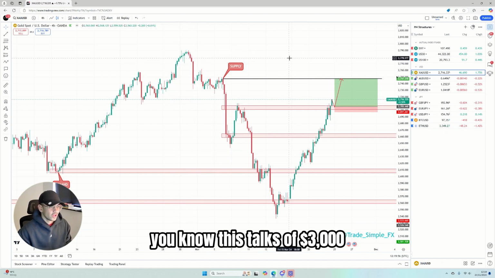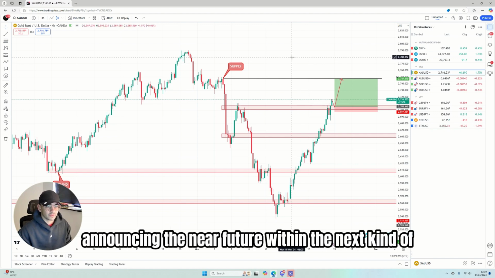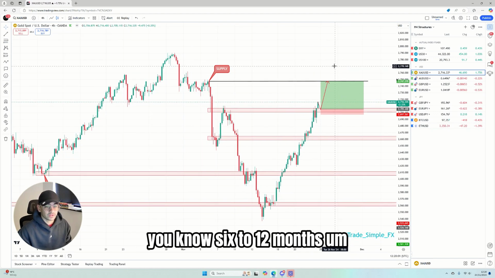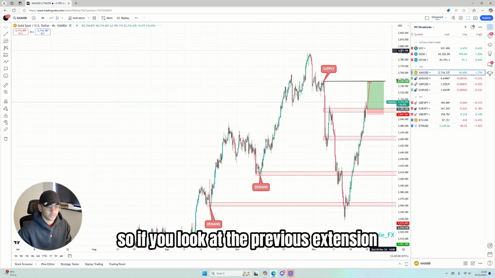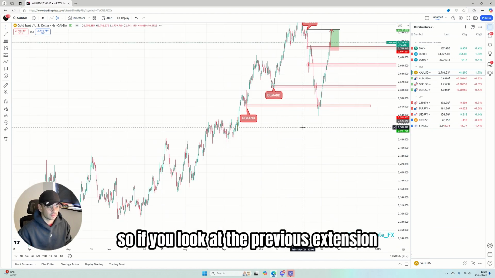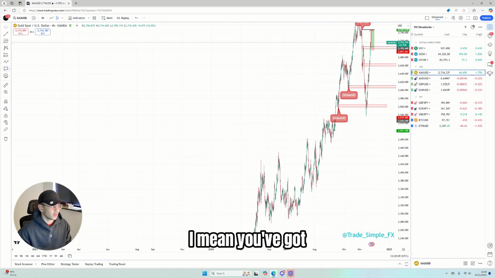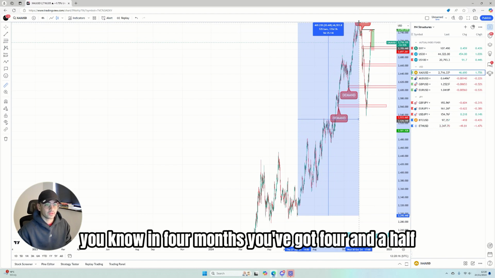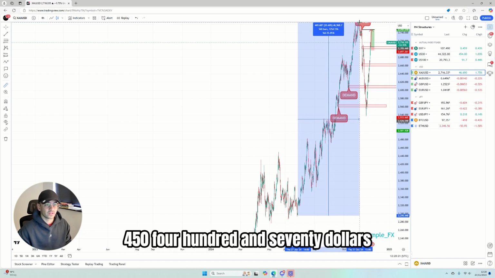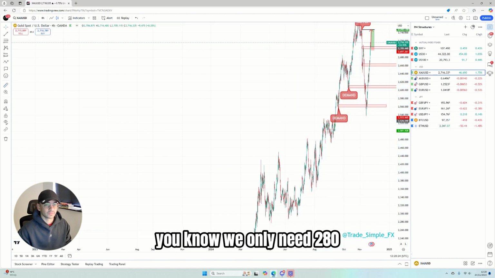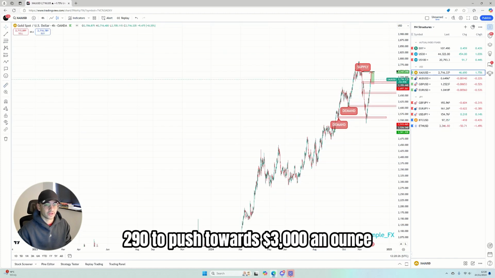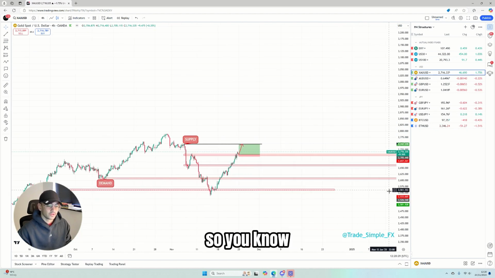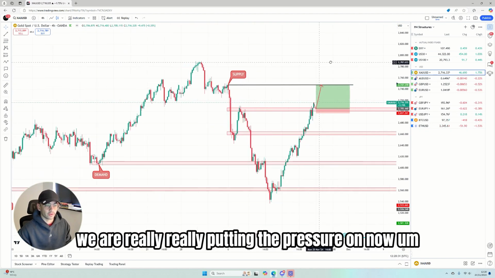There's talks of $3,000 an ounce in the near future, within the next 6 to 12 months. That could well happen much, much sooner. So if you look at the previous extension we've had from this consolidation low here, in literally 4 months you've got $450, $470. We only need 280, 290 to push towards $3,000 an ounce. So we are really, really putting the pressure on now, and rightly so.